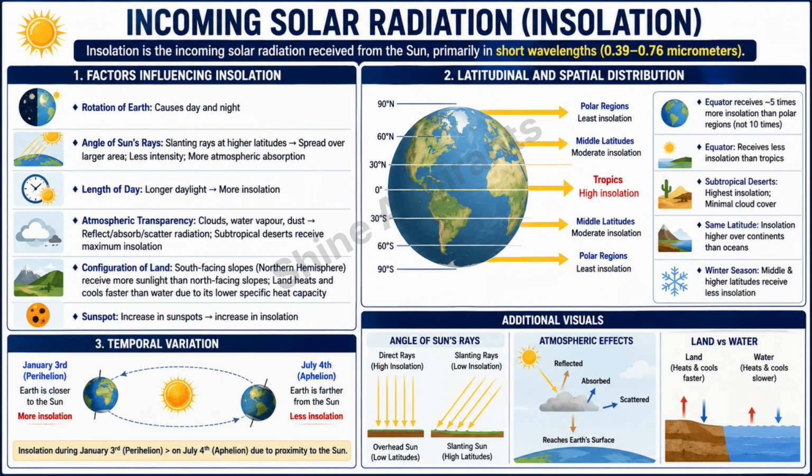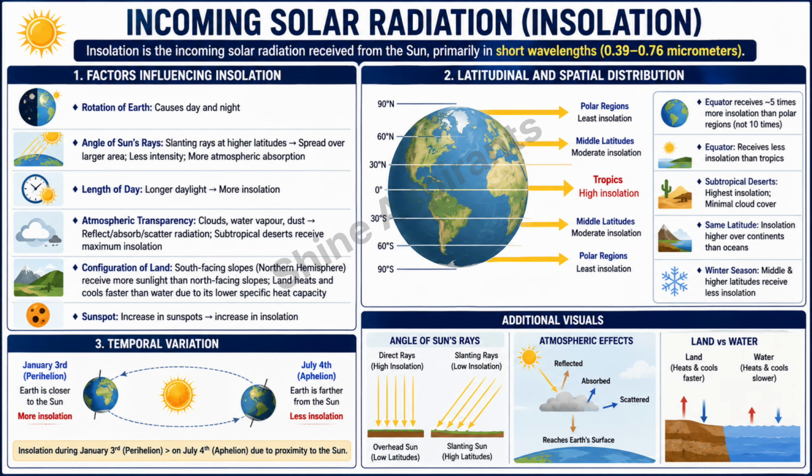This balance is called the heat budget. Incoming solar radiation, insolation. Nature: received primarily in short wavelengths, 0.39 to 0.76 micrometers. Factors influencing insolation. Rotation of Earth causes day and night, determines how long a place receives sunlight. Angle of sun's rays: slanting rays at higher latitudes spread over a larger area, less intensity, more atmospheric absorption. Vertical rays at lower latitudes, more intense. Length of day: longer daylight, more insolation. Atmospheric transparency: clouds, water vapor, dust reflect, absorb, scatter radiation.